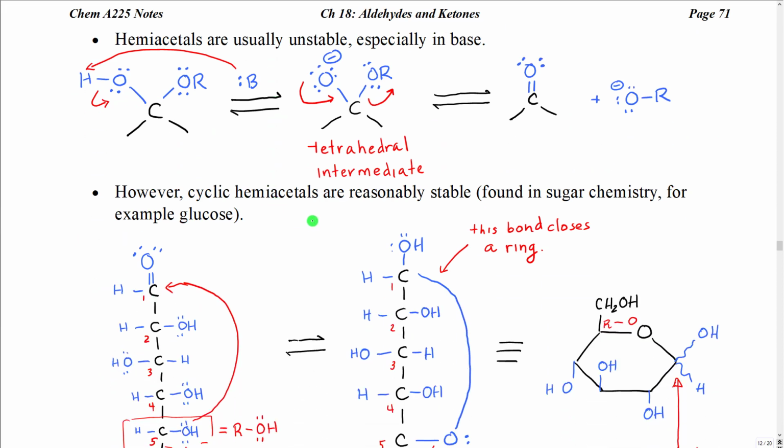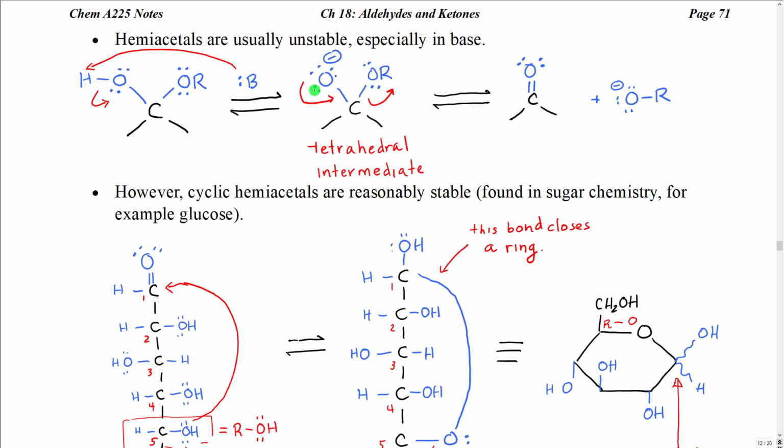Now let's talk briefly about hemiacetals. Hemiacetals are usually unstable, especially in base. The reason for this is that if we look at the hemiacetal where it has an OH and an OR, the OH is a weak acid. So base can come over, remove the proton from the OH, a pair of electrons will go onto oxygen, and that's going to create a tetrahedral intermediate. And what we know about the tetrahedral intermediate is that it's very unstable.